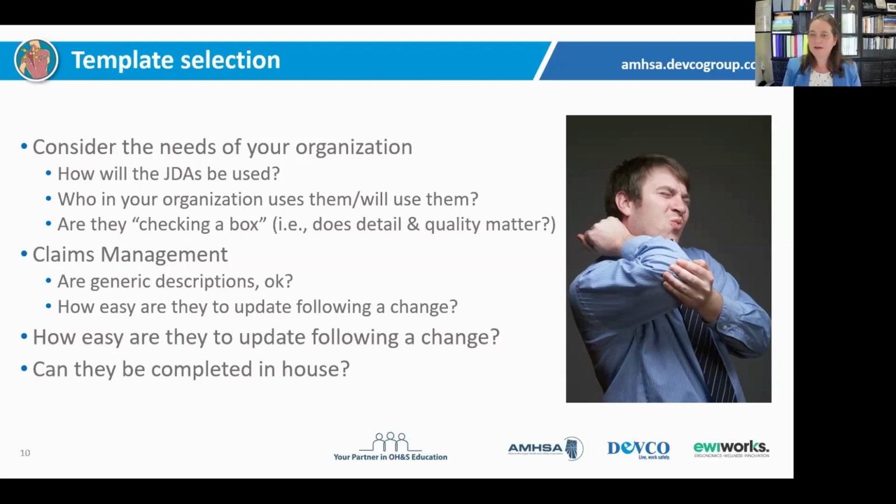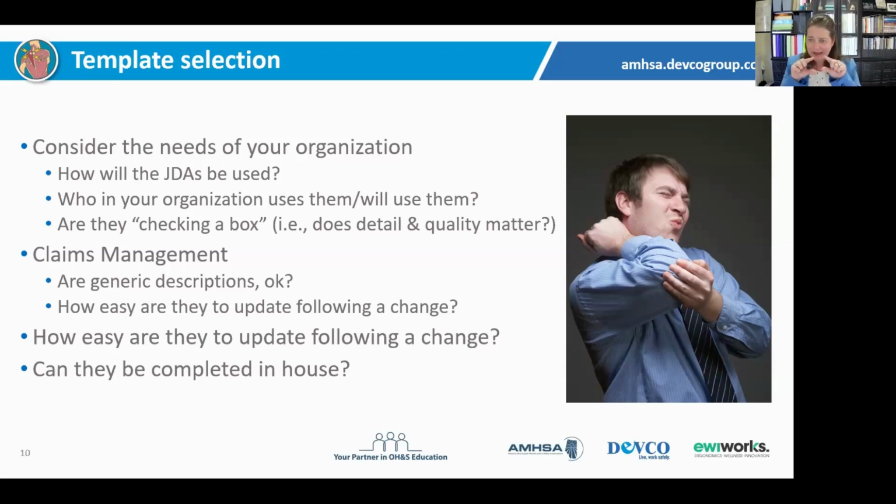So find out if you're just using them to kind of check a box, or what kind of level of detail needs to be in the job demand assessment. As we go through some of these examples, you'll see that some have a lot of detail and some don't have a lot of detail. I can tell you that the ones that do have a lot of detail are probably because those job demand assessments are used by multiple people within the organization.